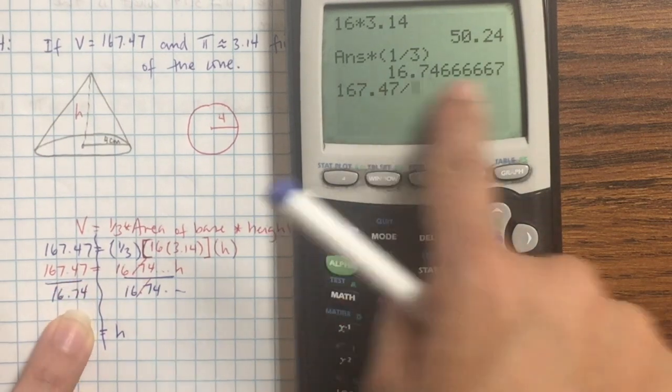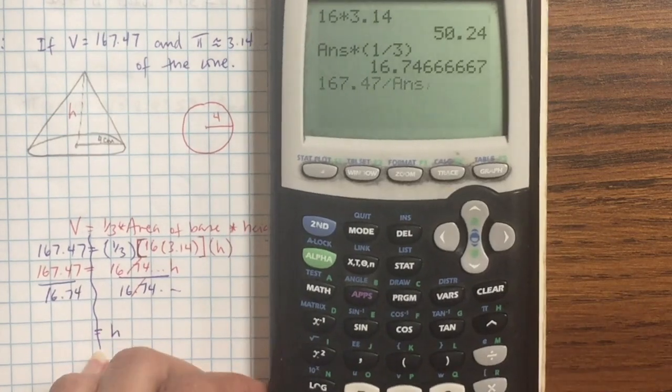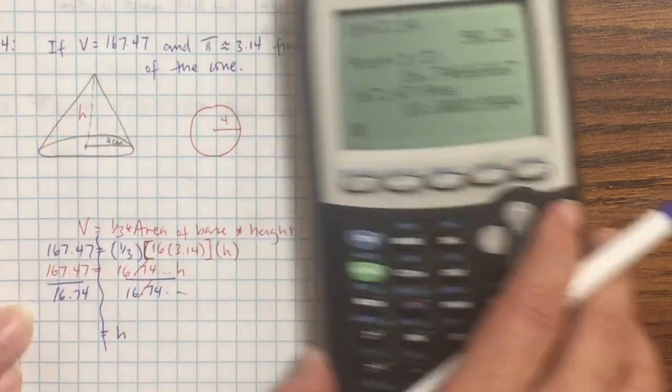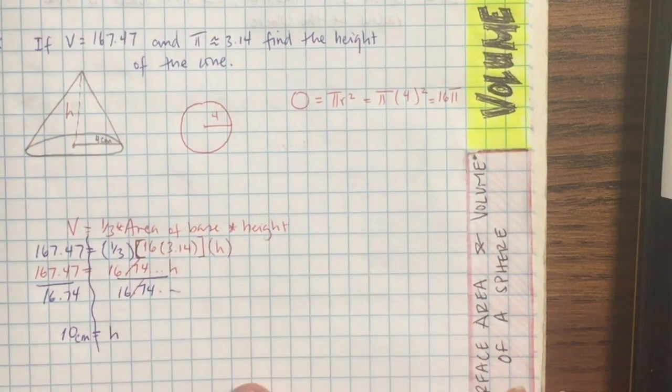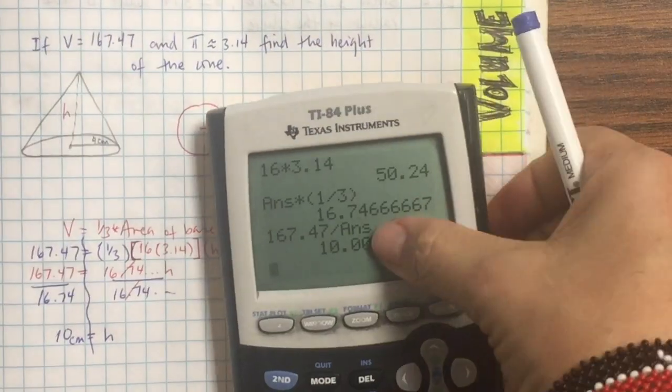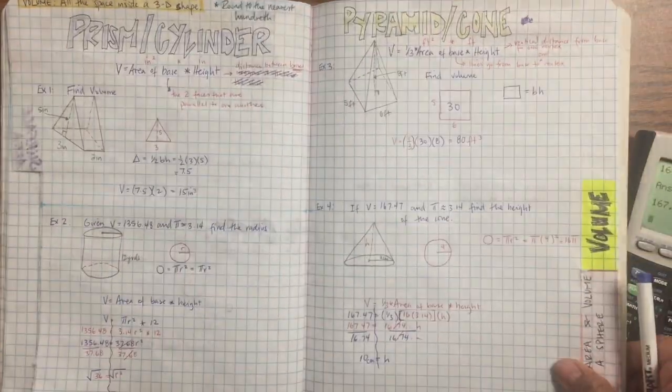And then to get that answer, I'm going to hit second. And then you see where it says blue answer right on the negative sign. Hit that and it'll give you that answer. So to the nearest hundredth is 10 centimeters. This is a listening check. Put cubed by the centimeters. And that's pretty much it. Let's practice.